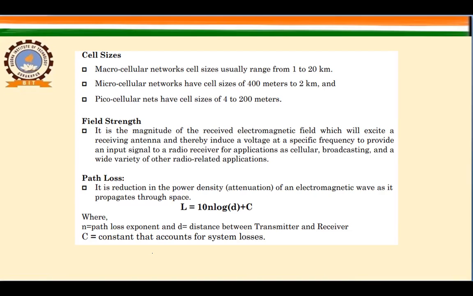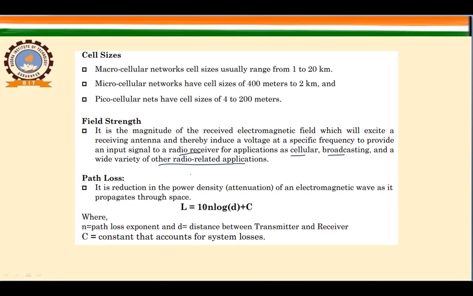The field strength is the magnitude of the received electromagnetic field which will excite a receiving antenna and thereby induce a voltage at a specific frequency, to provide an input signal to your radio receiver for applications such as cellular, broadcasting, and a variety of other radio related applications. Another glossary term is the path loss.